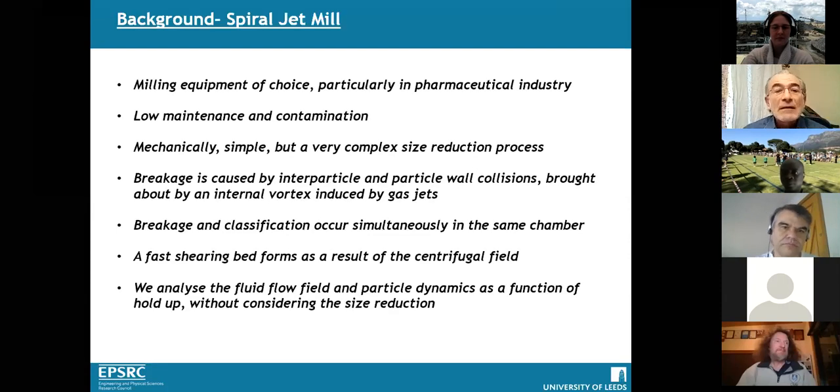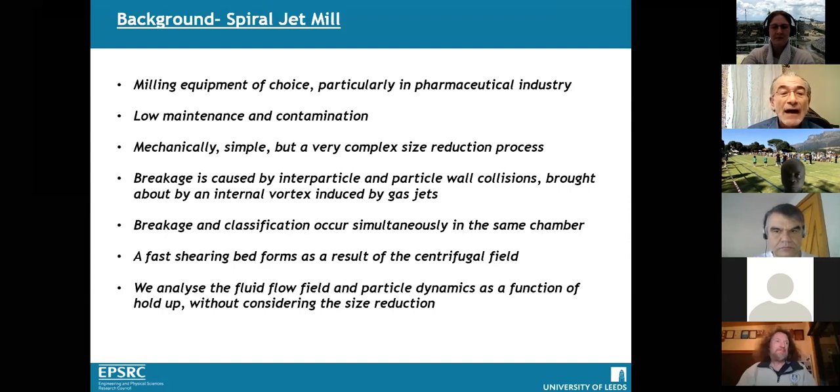So, something about the background of spiral jet mills. In contrast to mineral processing, where you're interested in ball mills, in milling in the pharmaceutical industry the spiral jet mill is the equipment of choice because it has low contamination, particles mill each other, break each other, and of course it has low maintenance because it has no moving parts. It is mechanically very simple, but actually it is very complex from a size reduction process.